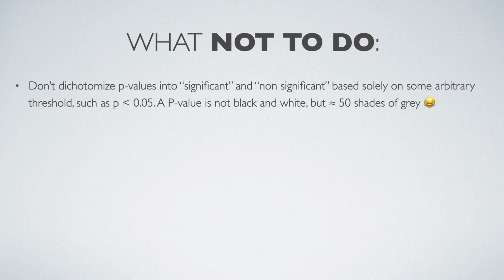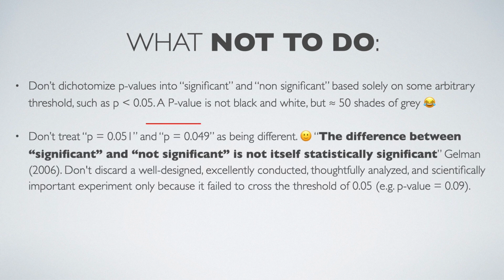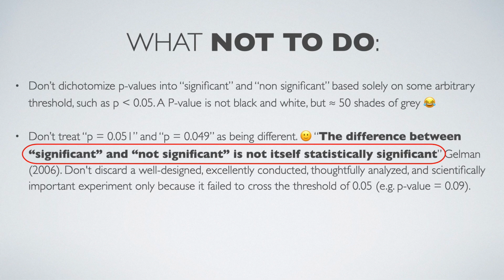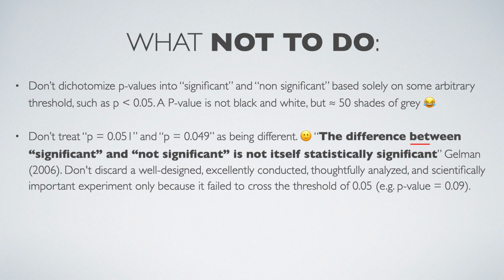What not to do? Don't dichotomize p-values into significant and non-significant based solely on some arbitrary threshold, such as 0.05. Remember, a p-value is not black and white. P-value is 50 shades of gray. Don't treat p of 0.051 and p of 0.094 as being different. The difference between significant and non-significant is by itself not statistically significant.